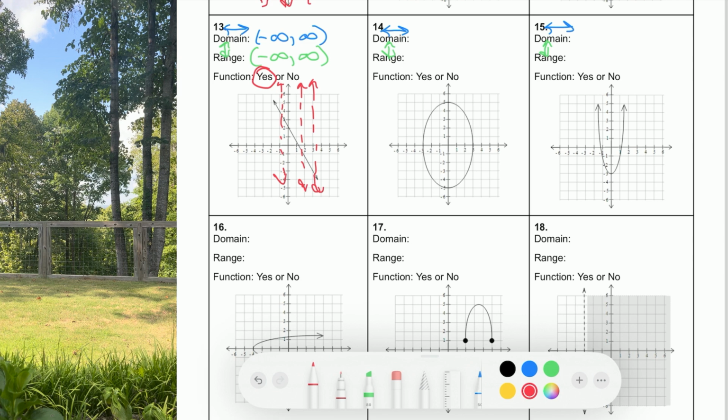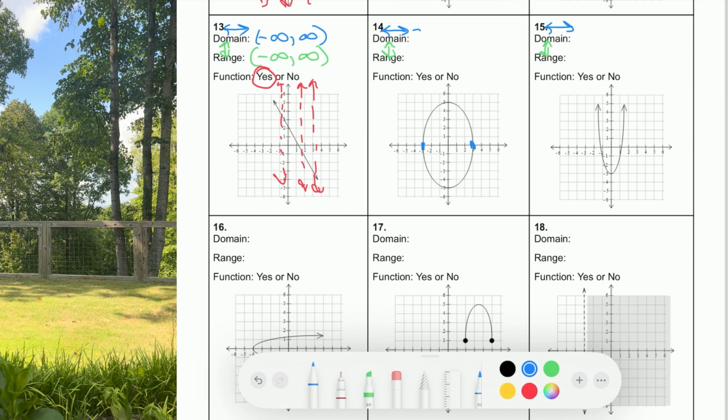Number 14, our domain. This is a shape. So we need to think about, are there any limits to our shape? Does it ever stop going left and right? Yeah, it does. It actually stops at -3 and +3. These are our limits for left to right. It lands on those numbers, so those numbers are included in our solutions.